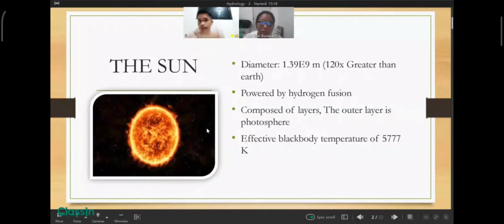The sun is powered by hydrogen fusion. It is also composed of layers, and the outer layer of the sun is the photosphere. The sun's effective black body temperature is about 5,777 Kelvin. The sun provides life-giving light, heat, and energy to the earth, and also generates space weather.